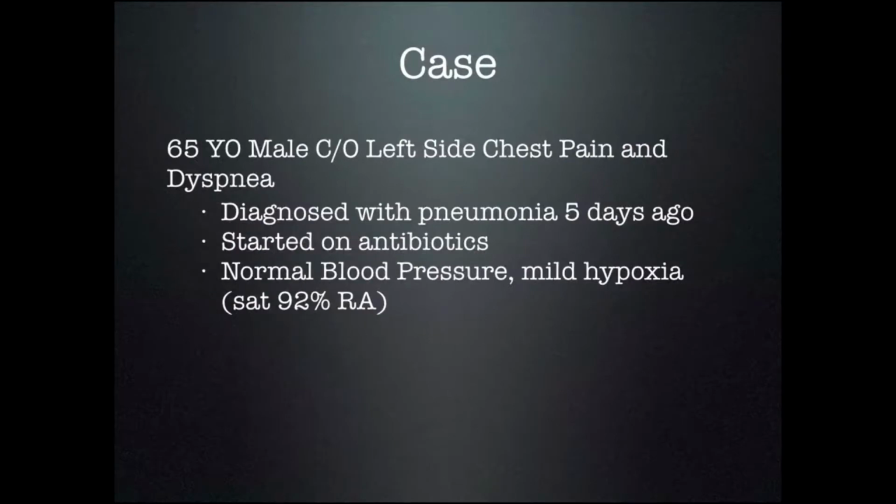In all cases, we want to consider what is the clinical history and correlate this to our physical exam. So let's try this with a few cases. If a 65-year-old male comes in with left-sided chest pain and dyspnea. It started 5 days ago when he was diagnosed with pneumonia. He was started on antibiotics at that time, and he comes in today because he's not feeling well. He's a little bit more short of breath, and he's got a mild hypoxia when you examine him.